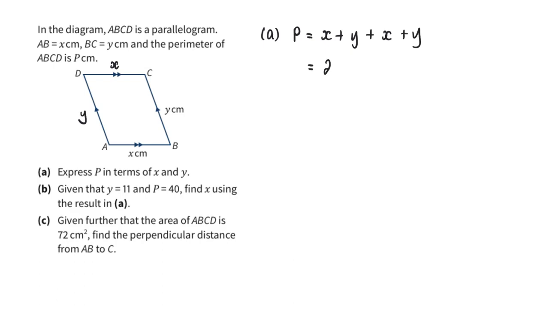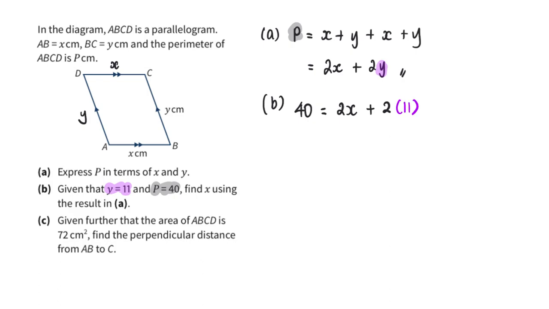Simplify it, 2x plus 2y. For part B, given that y is equals to 11 and p is equals to 40, find x using the result in A. So I am now going to substitute p as 40, y as 11. So you will then see 40 is equals to 2x plus 2 times 11.